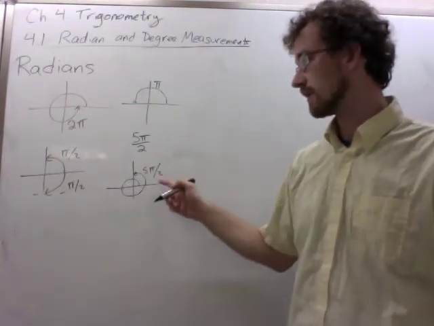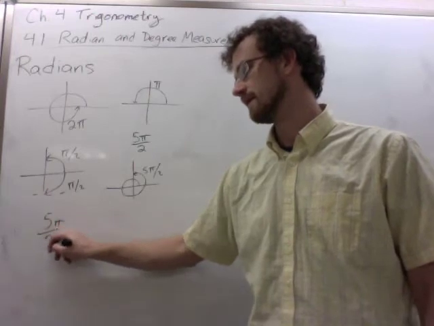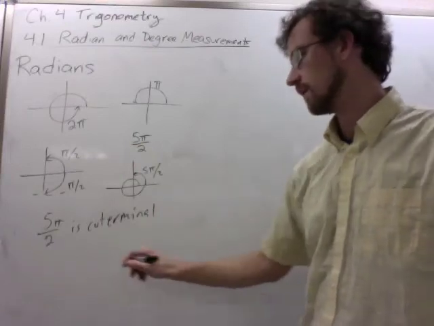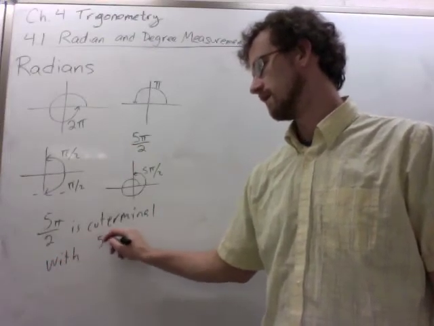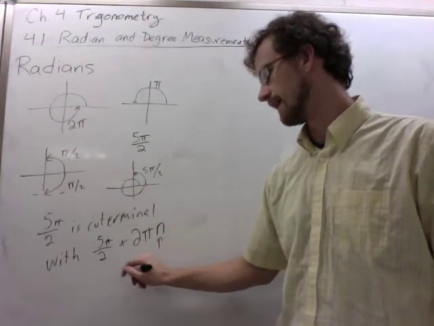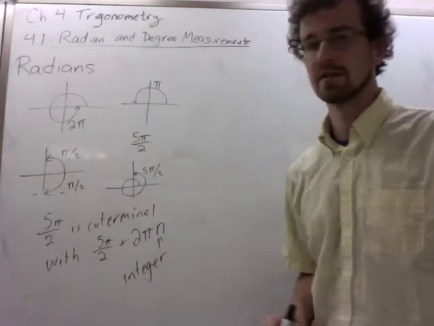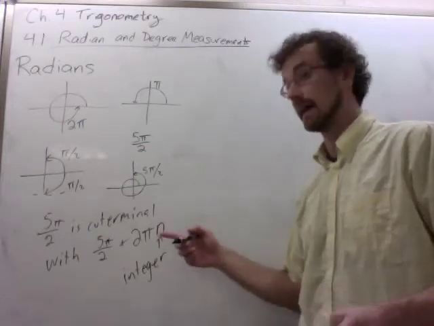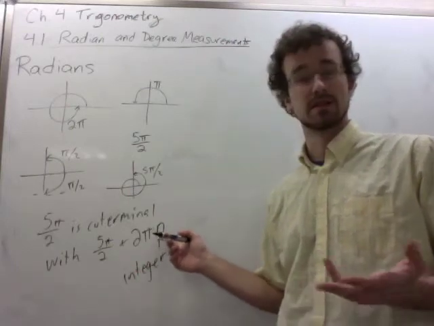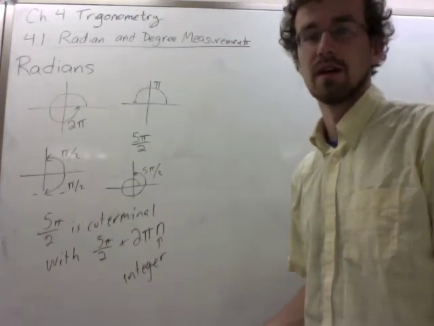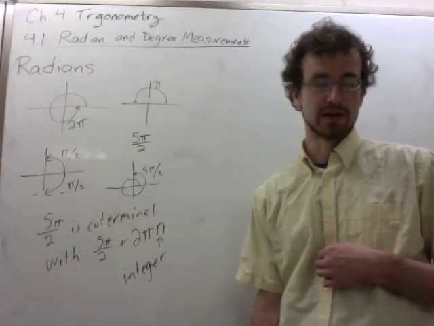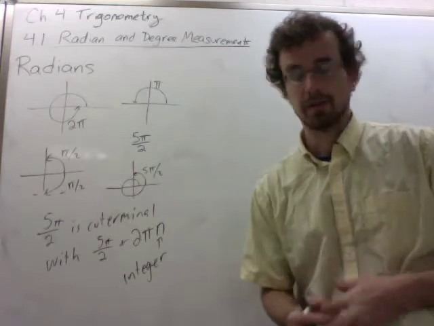If I wanted to find an angle coterminal with 5 pi over 2, we can say 5 pi over 2 plus 2 pi n, where n is an integer. To find a coterminal angle, we can add 2 pi. We can add 2 pi twice. We can add 2 pi 3 times. We can subtract 2 pi. Negative 1 is an integer. We can subtract 4 pi, and so on and so forth. And that will keep getting us coterminal angles, just like we could keep adding or subtracting 360 to find a coterminal angle.